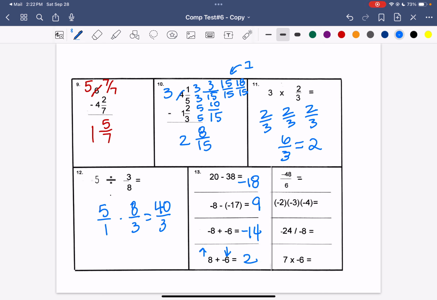Over here on the right side, it's -48 divided by 6. Well, if you have 6 groups of -8, that gives you -48. Parentheses means multiply. 2 times 3 is 6, and then a negative times a negative is positive. That's why I said 6, and then this equals -24. Here is -24 divided by -3 gives you a -8, gives you a +3. 7 groups of -6 is a total of -42.